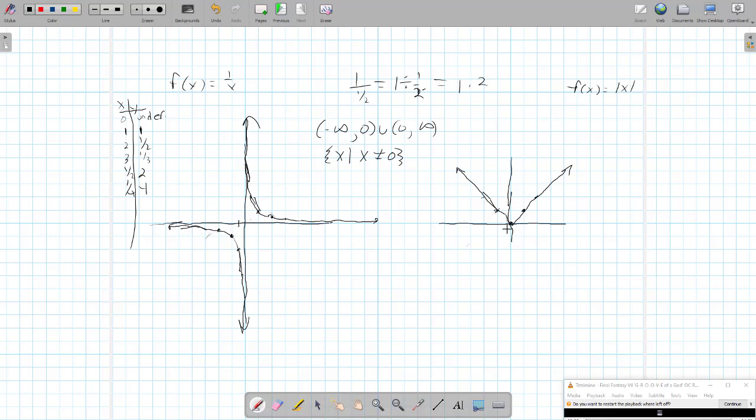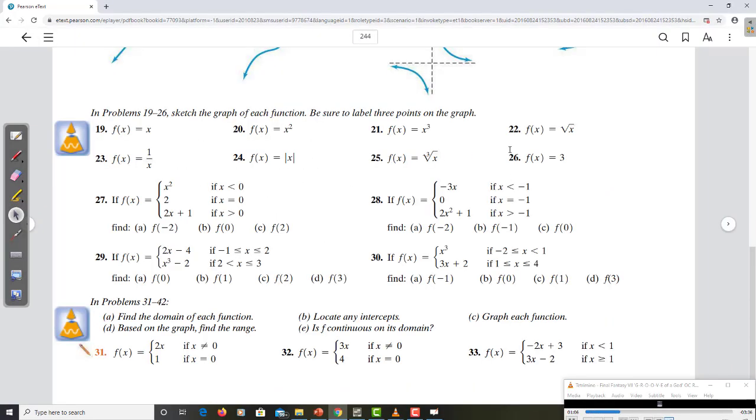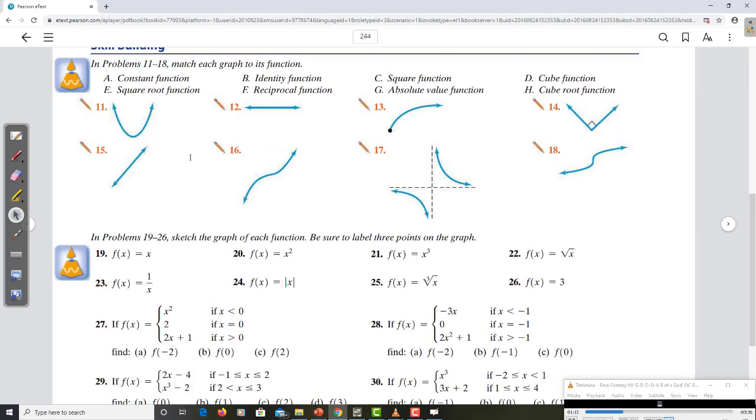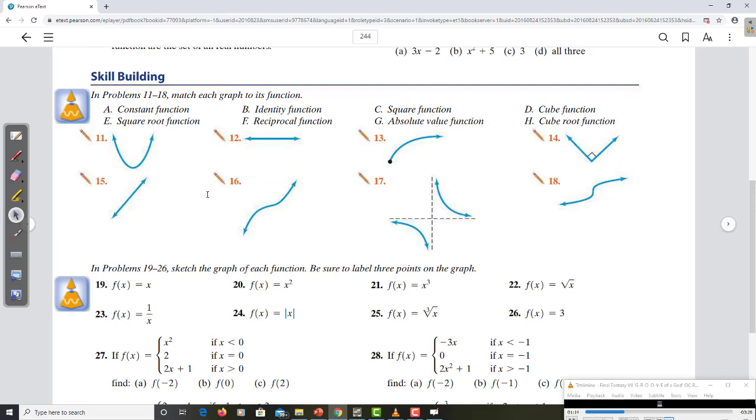So all you're going to be doing in the beginning of this section is just recognizing these functions and dealing with them. So in these problems, we're matching the graph to its function. So we look here, 11. Well, that is the squaring function. So we find it here, C. Now try and match all the rest of these yourself for a second. You tried yourself?